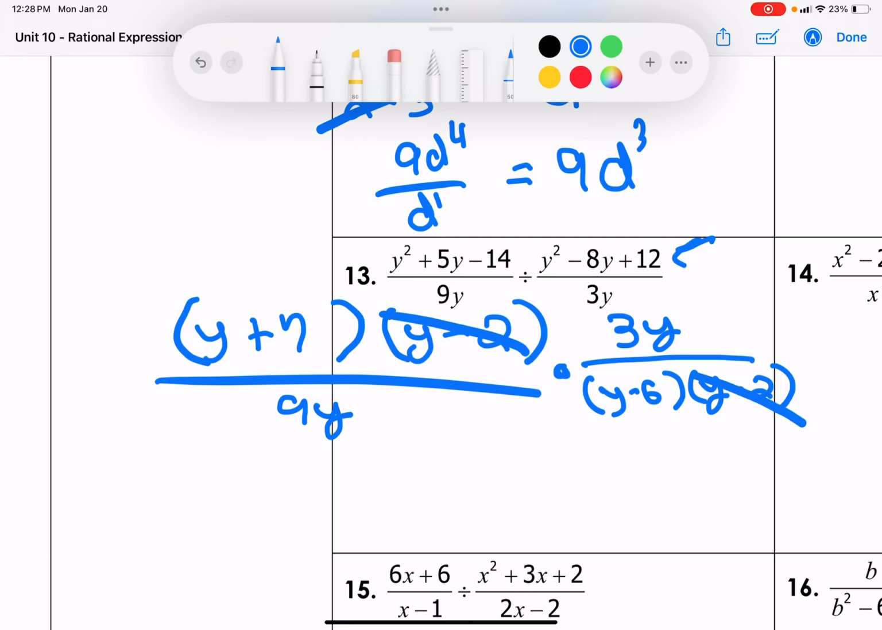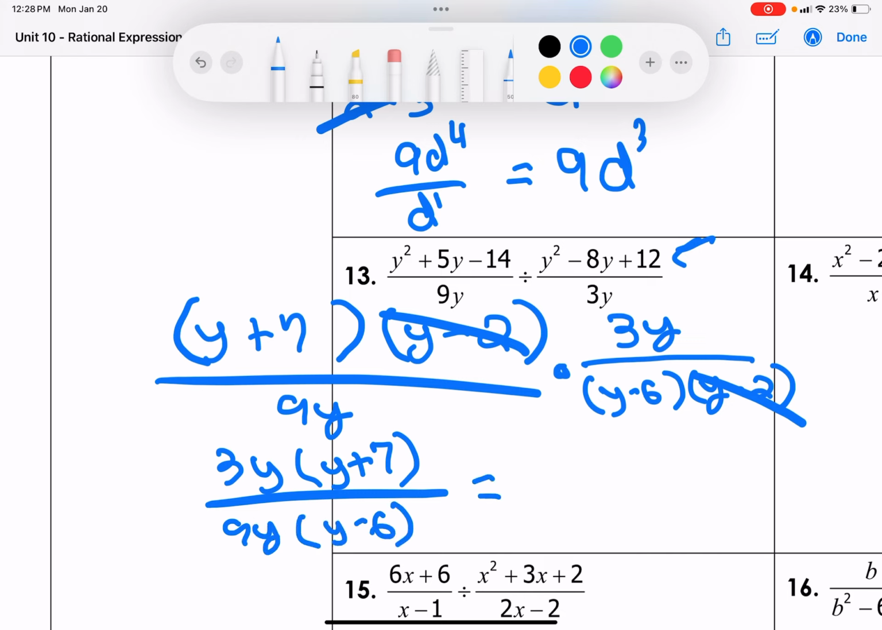Y minus 2's cancel. And now I have, looks like 3y times y plus 7 over 9y times y minus 6. So once I simplify this, the y's cancel, right? Y to the 1 minus 1 is y to the 0. And 3 over 9 is really just 1 over 3. So I'm going to have y plus 7 over 3 times y minus 6. And that is it for that one.